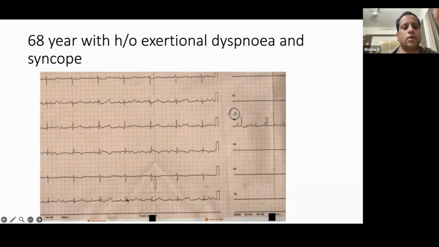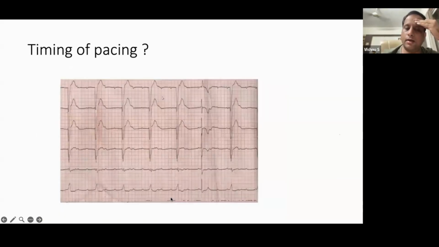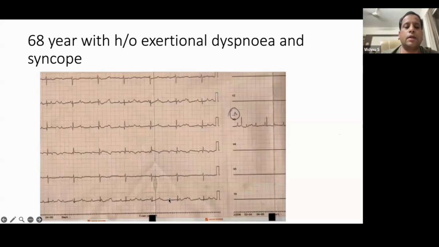This P is not related to R. This P is not related to this R. This P is not related. So there is dissociation of atria and ventricle. So AV dissociation, plus one more thing: there are more A waves than V waves. That is the fourth one. Here this is 150, and this is around 50. Ventricular rate is 50 and atrial rate is 150. So atrial rate is more than ventricular rate. So this is another type of AV dissociation.